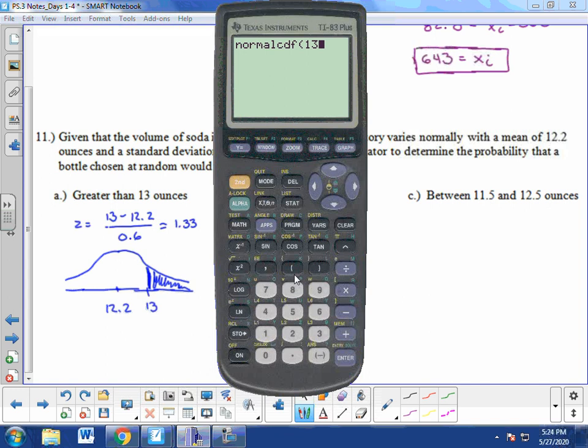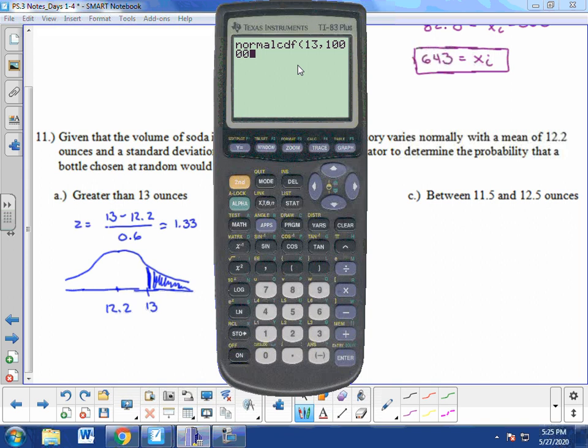Now in the newer calculators, you can type in 13 and then hit enter. On the older calculators like this, you want to type in 13 and then make a comma because it's going to be a different representation. The second number that we want to put in is the upper bound. Now, in this specific problem, we don't really have an upper bound. So we want to choose a drastic number. So maybe 1,000 ounces. This curve is going to go to the right for infinity. It's going to go on forever. So we want a big number, 1,000, maybe 10,000, maybe a million.